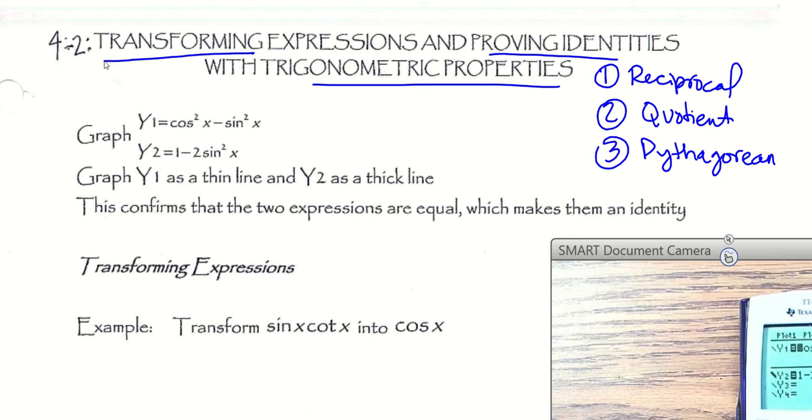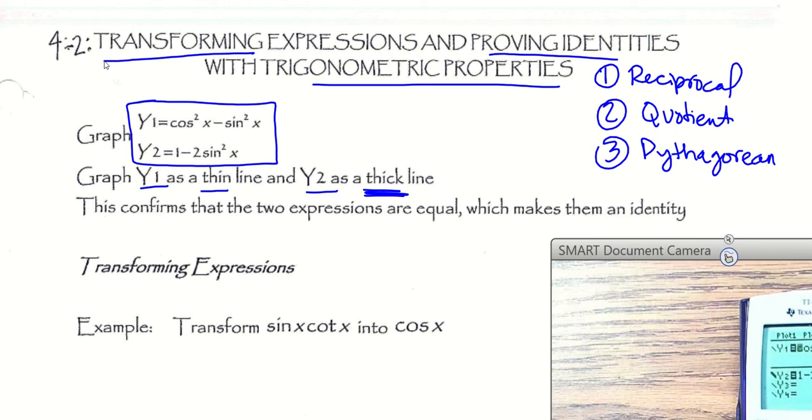If you'll pull out your calculator, please. Pause and grab it if you need to. And in y1, I want you to graph the cosine squared of x minus the sine squared of x. In y2, graph 1 minus 2 times sine squared of x. Graph y1 as a thin line, graph y2 as a thick line, and I want you to see what happens.